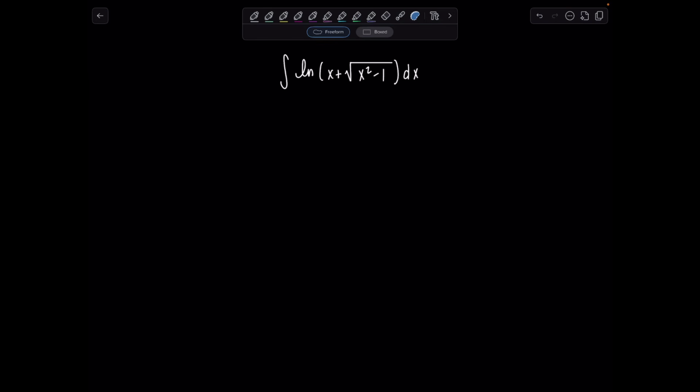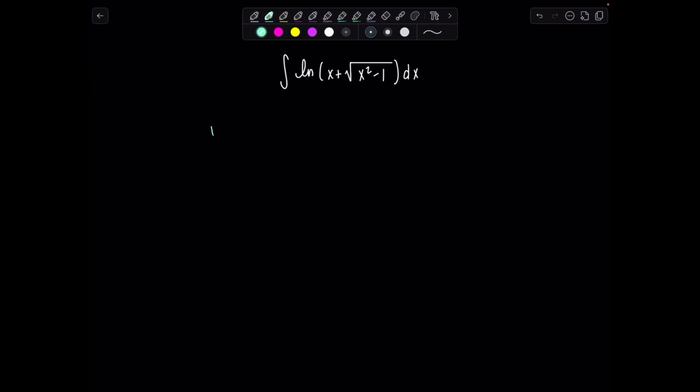But for now, let's just get right into solving this integral. We have the indefinite integral of the natural log of x plus the square root of x squared minus 1 dx. Now, the minute I see that we have just a plain old natural log in the argument, my mind immediately goes to, let's do integration by parts.